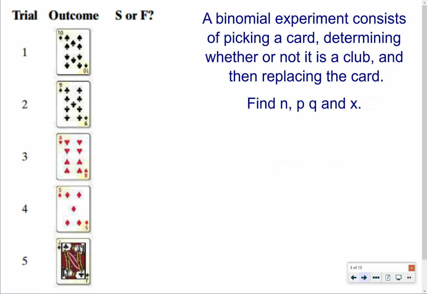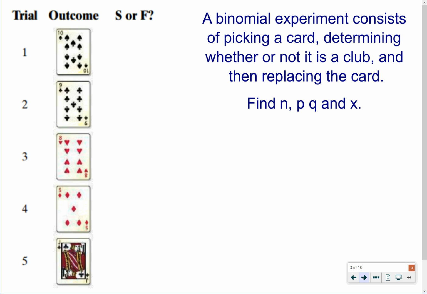All right, so on your paper, let's do an example of a binomial experiment. In this experiment, it consists of picking a card and determining whether or not that card is a club. So we're looking at one thing and one thing only, whether or not it's a club. If it's a club, it's a success. If it's not, it's a failure. And then we replace the card each time. Replacing the card each time is important because that means that we're going to have the same probability throughout.